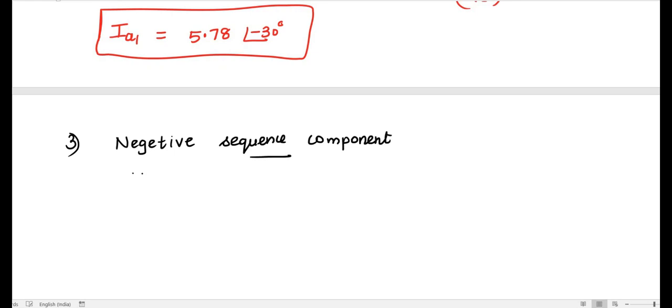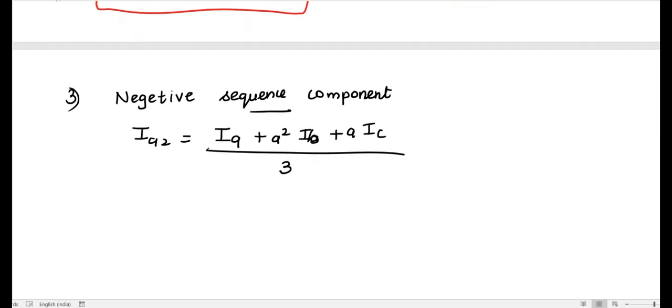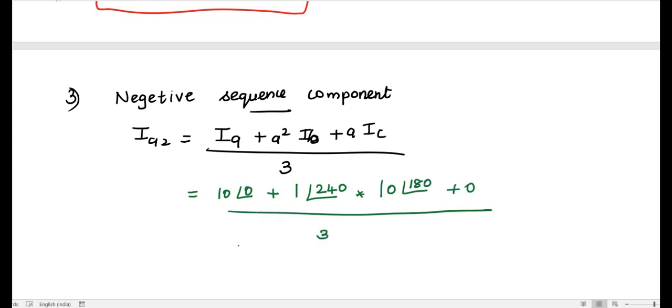First, write the formula once again. IA2 is IA plus A square into IB plus A into IC, the whole divided by 3. And next I am going to substitute these values. So what are the values? IA is 10 angle 0 degree. A square is 1 angle 240 into 10 angle 180, plus 0, divided by 3. And next, 10 angle 0 degree plus 10 angle 420, 240 plus 180 is 420, divided by 3.